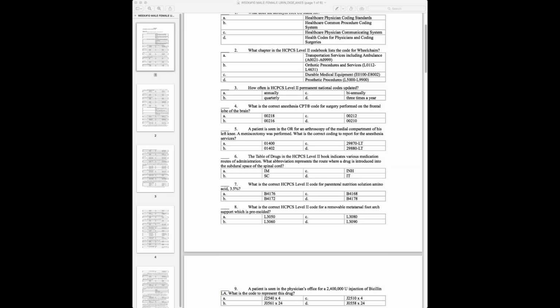And number 6, this is back to the HCPCS. Okay, and remember in the HCPCS book, I need to make sure that you tab your modifiers. Okay, so for number 6, the correct answer would be D as in David, which stands for intrathecal space.